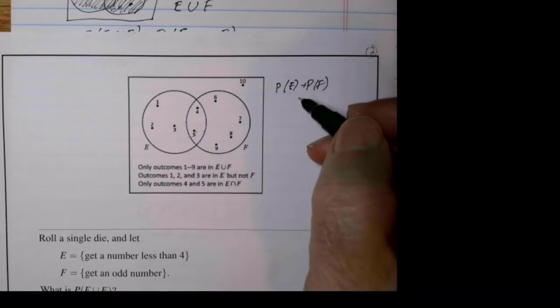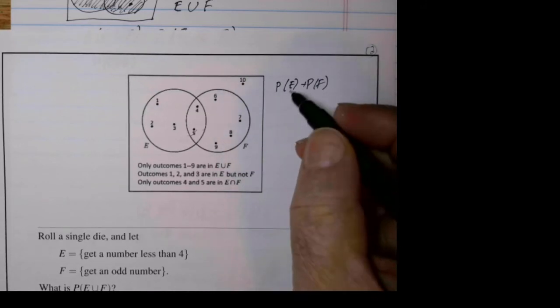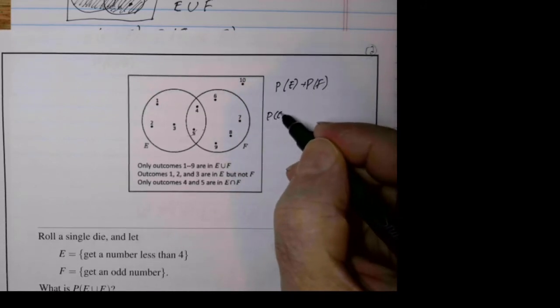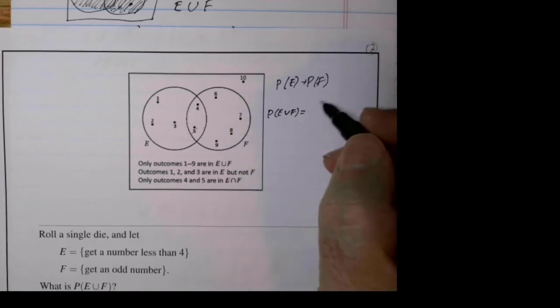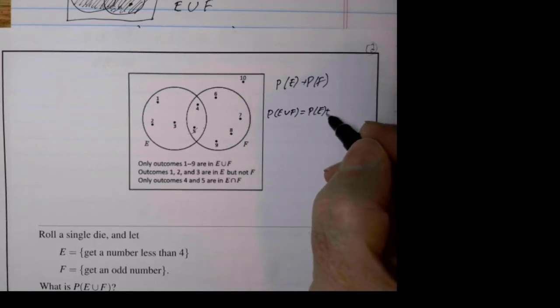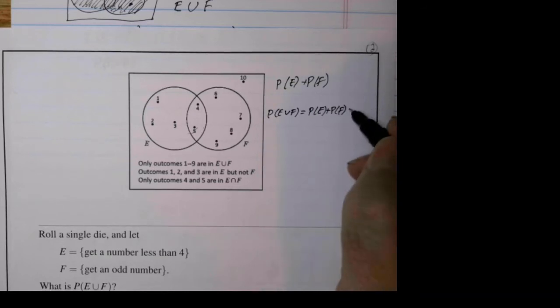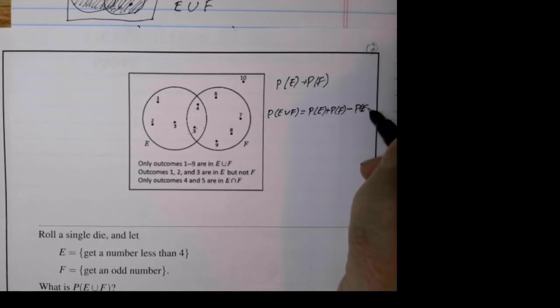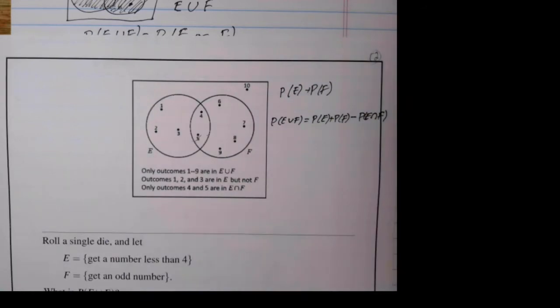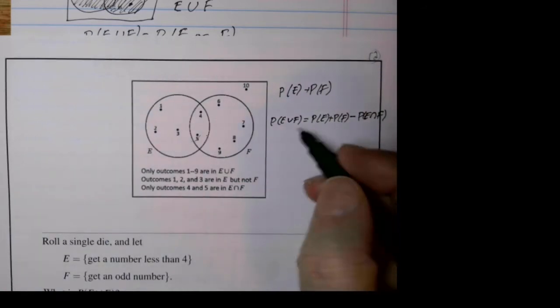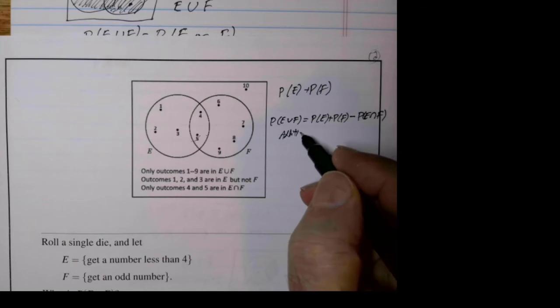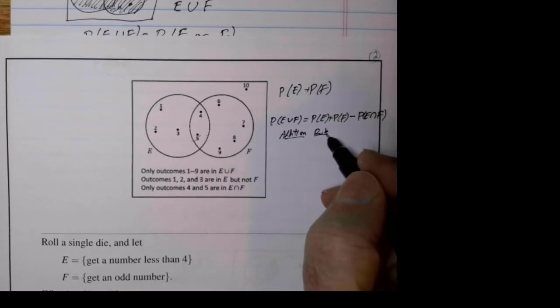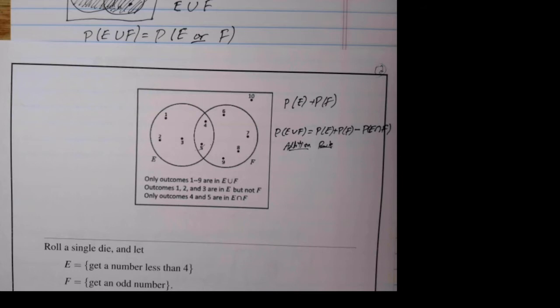So if I want a general formula for the probability of E union F, I'll have to take the probability of E plus the probability of F and subtract the probability of E intersect F. That's the formula. This is sometimes called the addition rule for probability. The probability of E union F is probability of E plus the probability of F minus the probability of E intersect F.